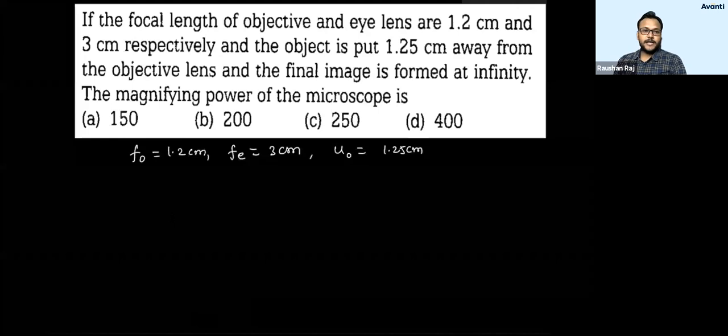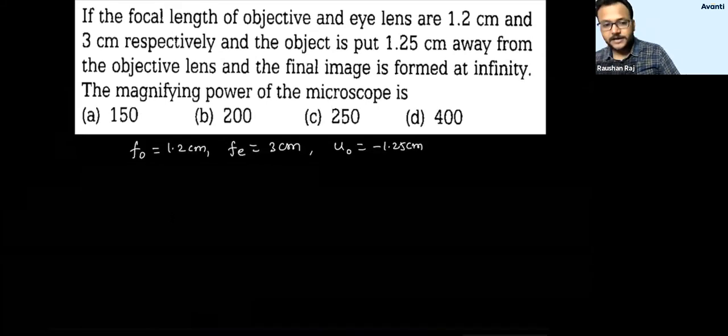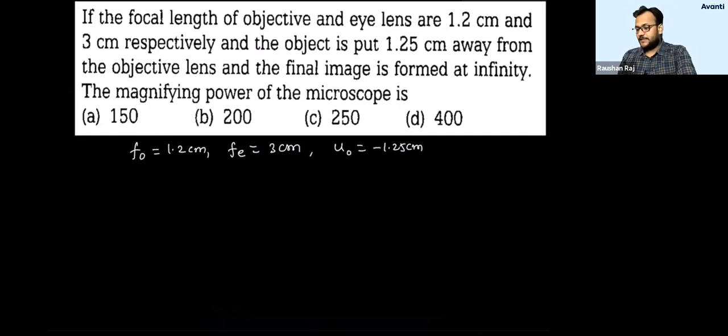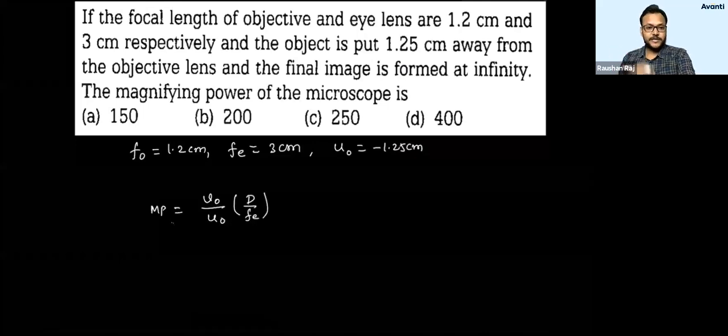The final image is formed at infinity. So we have to talk about normal adjustment, right? The magnifying power of the microscope will be... So we know the formula. Two lenses are there, so compound microscope we are talking about. So magnifying power will be written as, क्या हो जाएगा बच्चा? V naught divided by U naught into 1 plus D by FE is the formula for when image is at near point, and V naught into U divided by U naught into D by FE is the formula for the magnification when image is at infinity, or for normal adjustment, or if nothing is said.